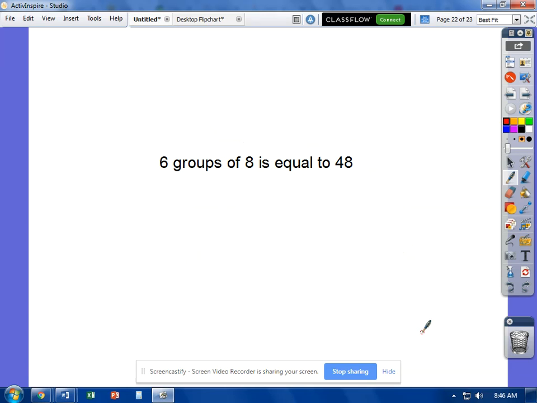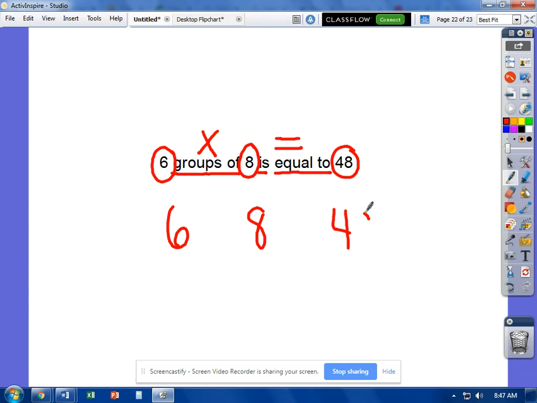Let's do another example. 6 groups of 8 is equal to 48. So once again, I'm going to find my secret code words. The first one I see is groups of, and groups of means multiplication. Then I'm going to find another secret code word, and I actually see two, is and equal to, and they both mean equal. So I'm going to put my equal sign there. Then I'm going to find my numbers and put them in order, 6, 8, and 48, and then I can insert my symbols. Between my 6 and my 8, there's a multiplication sign. That was really easy. It's in order. And then my equal sign. So saying 6 groups of 8 is equal to 48 is saying that 6 times 8 equals 48.